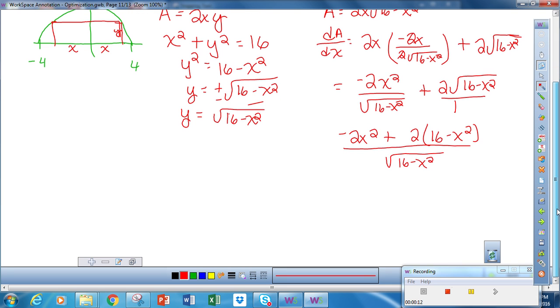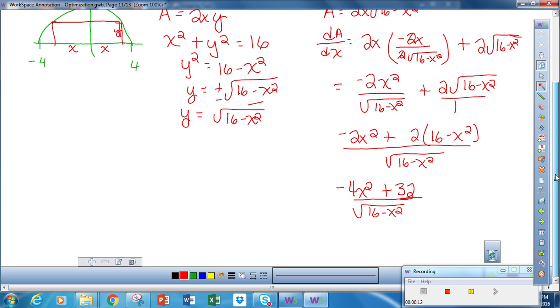Most people, where you're going to get lost is in the algebra. The calculus you could do. You could take the derivative of this. It's the algebra that's where you're going to get lost, from personal experience. So simplifying this, I get negative 4x squared plus 32. I said 32, but wrote 36. All over the square root of 16 minus x squared.